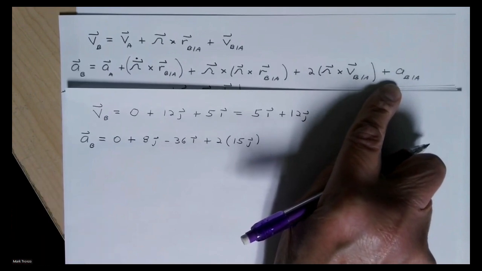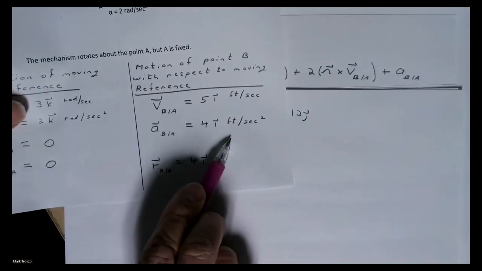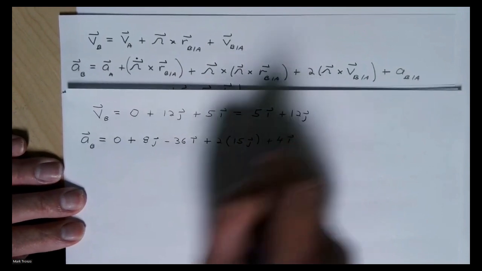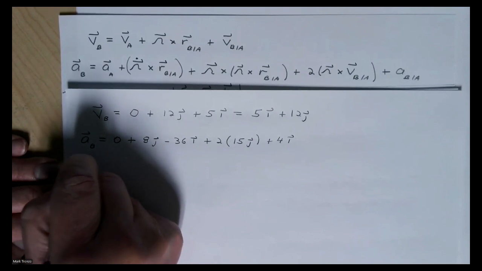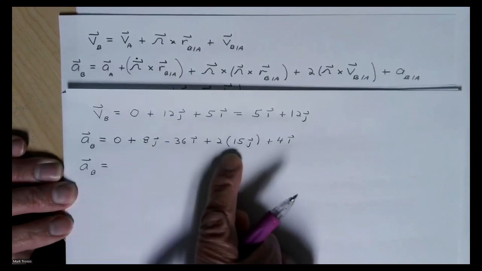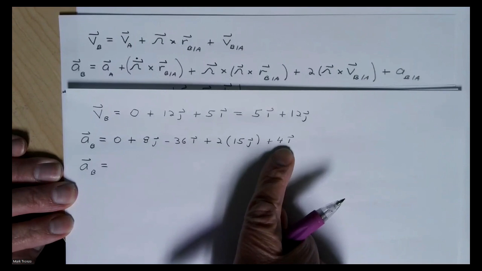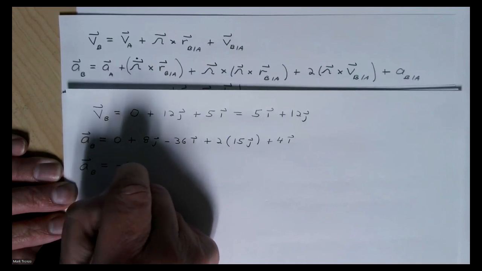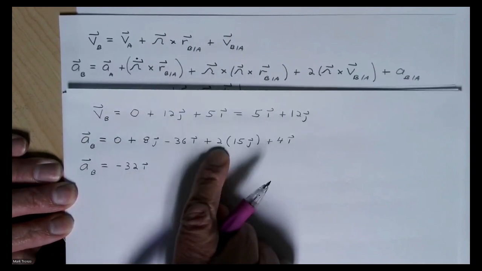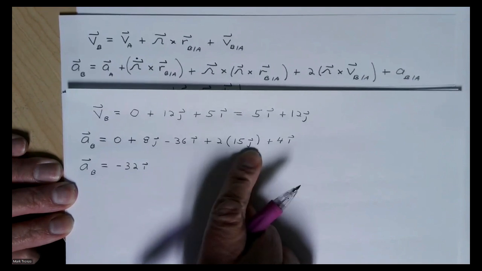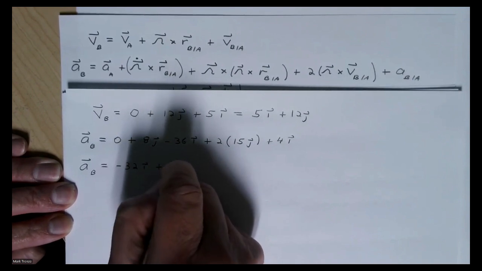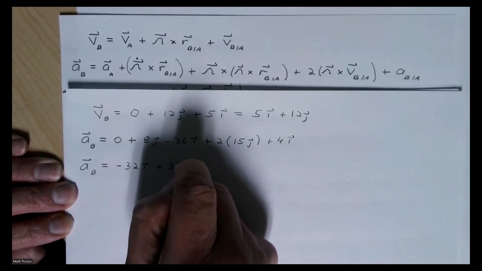Finally, plus the acceleration of A with respect to B was from our first page for I. And so if we work this out, we're going to have 4I and a negative 36I. It looks like a negative 32I. And then 30J and 8J looks like 38J, like that.